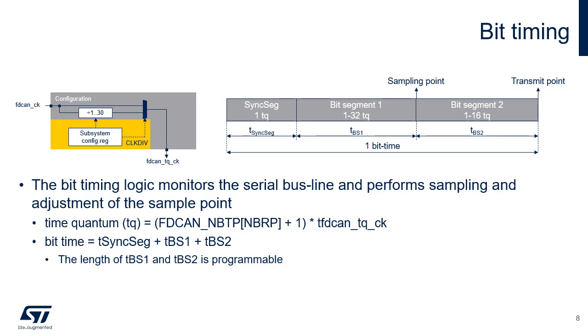The duration of BS1 and BS2 is independently programmable for nominal bit time and data bit time. The data bit time applies when operating in FD mode, and data are transmitted at the high data rate. In order to adjust the on-chip bus clock, the CAN controller may shorten or prolong the length of a bit by an integral number of quanta. The maximum value of these bit time adjustments is termed the synchronization jump width, or SJW, which is programmable from 1 to 4 time quanta.